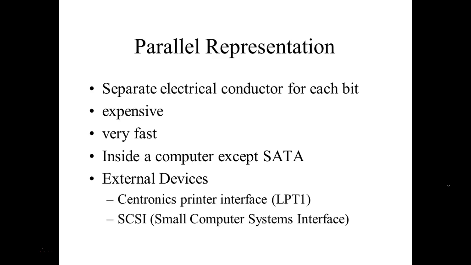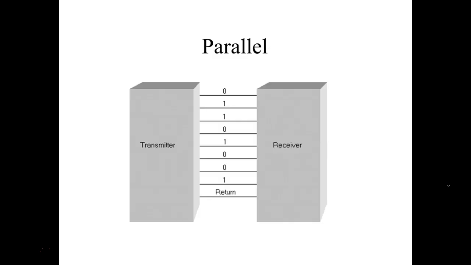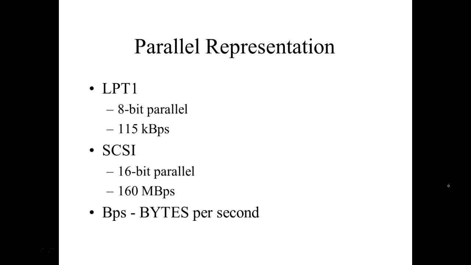Parallel: a separate conductor for each bit, expensive, very fast. We still use it inside the computer, so inside your cell phone, inside the processor and everything, it's still parallel. It's when we go out and start communicating with the outside world that the predominant connection is serial. Are we okay? So this is parallel. This is only using one return, which is very noisy. Most computer interfaces that use serial use 2 wires per signal. We don't hardly see parallel anymore.